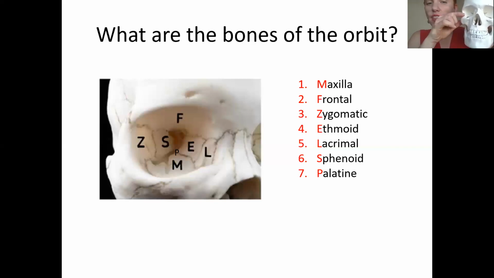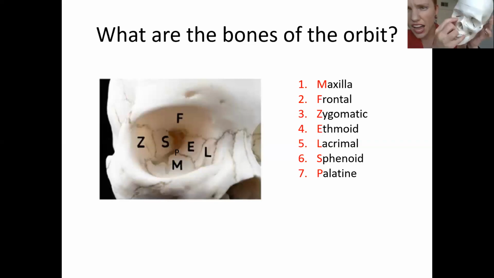Then we have the ethmoid bone. We talked about that one a little bit in the cranial lecture. Where is that found? Remember, it's deep behind the nose. Not superficial, that's the nasal bone, but deep back in there is where you're going to find the ethmoid bone. So nasal bone here, ethmoid bone deep inside of there.